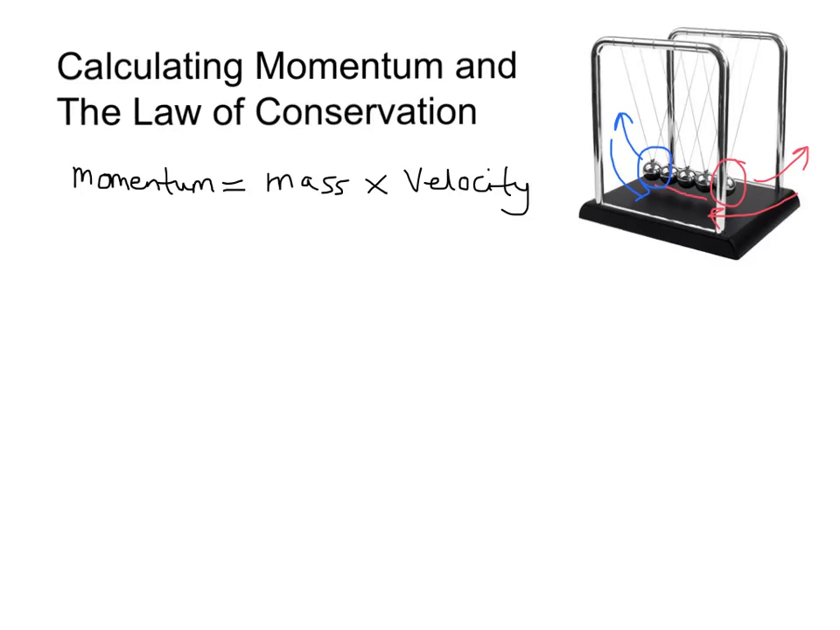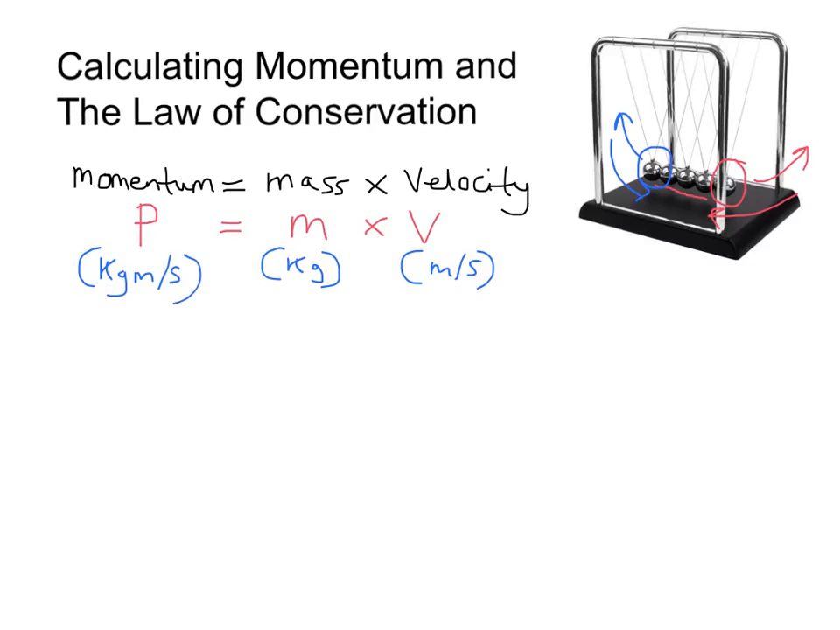Let's think about the symbols we use as well. Momentum is often given the letter P, mass is m, and velocity is v. And if we think of the units, well, mass is typically kilograms, velocity is meters per second, which therefore gives a momentum unit of kilograms meters per second. So that is how you calculate momentum of a moving object.